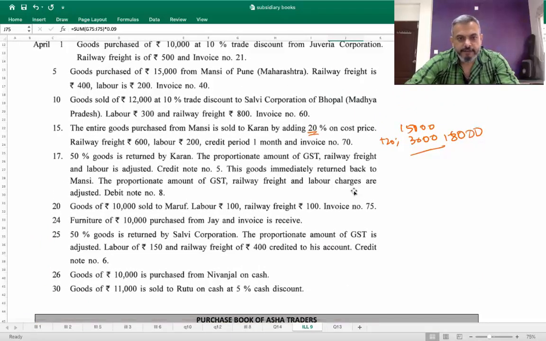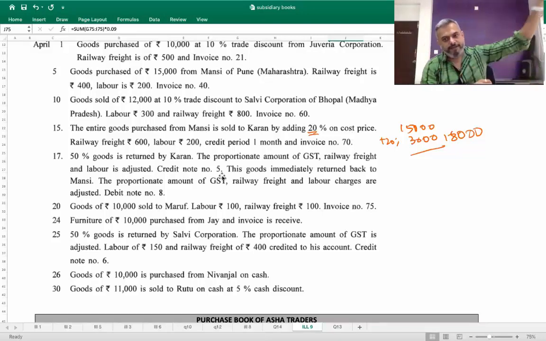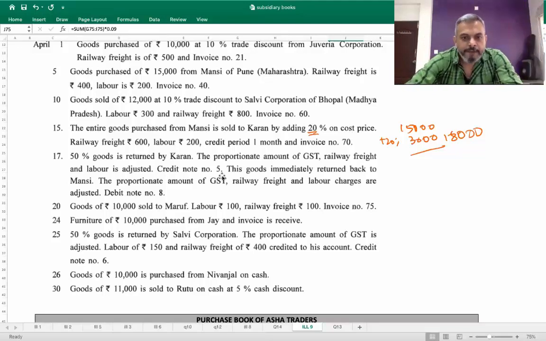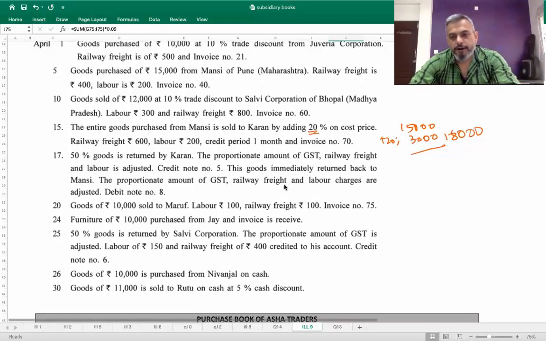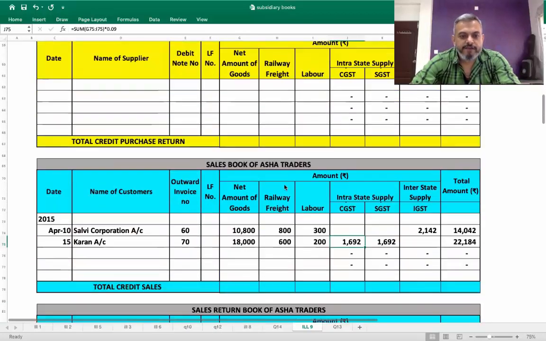Now 17th, 50% goods returned by Karan. Proportionate amount of GST, railway freight and labor is adjusted. Credit note number 5. These goods are immediately returned back to Mansi, because we bought from Mansi and sold to Karan, and Karan returned them, so we returned the same goods to Mansi too. Now the proportionate amount of GST, railway freight and labor charges are to be adjusted. Debit note number 8. First we will record sales return, April 17.